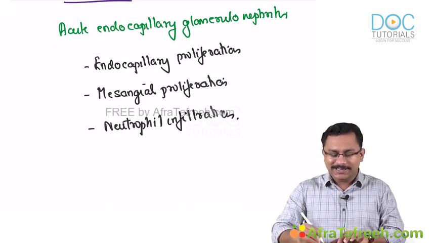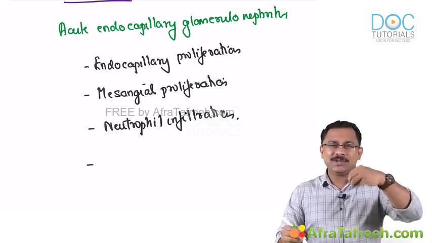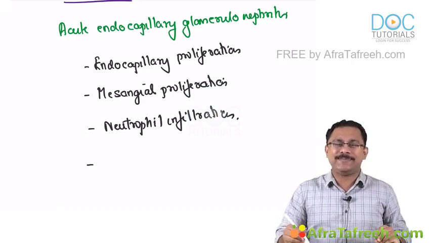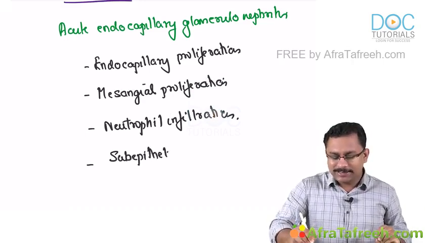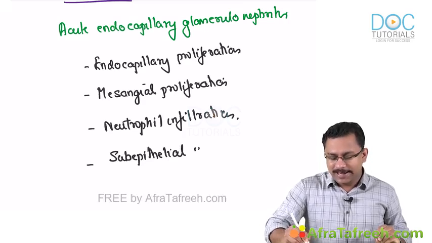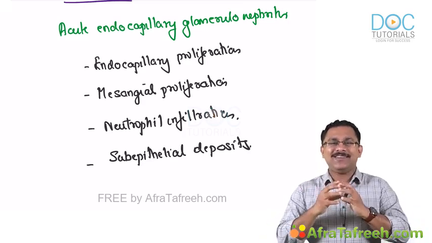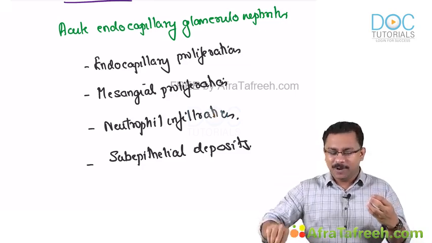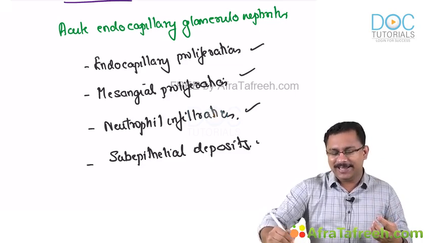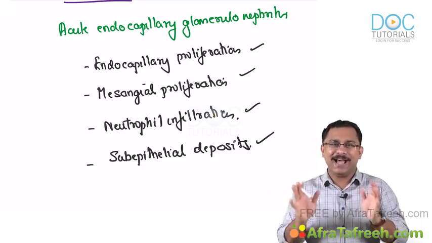Also, the kidney develops certain immune complex deposits in the subepithelial region, subepithelial deposits. So these are the changes that can happen: you will have large glomeruli, endocapillary proliferation, mesangial proliferation, neutrophil infiltrates and subepithelial deposits. These are the changes that would happen.